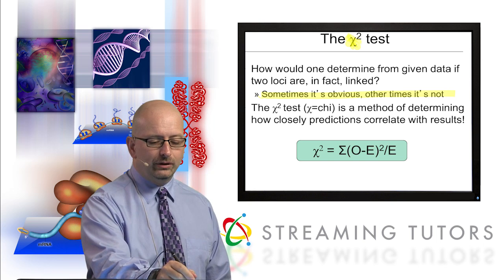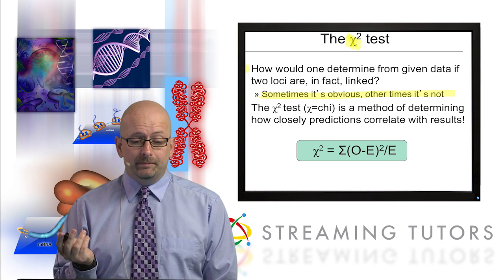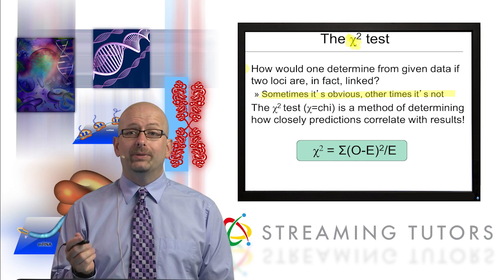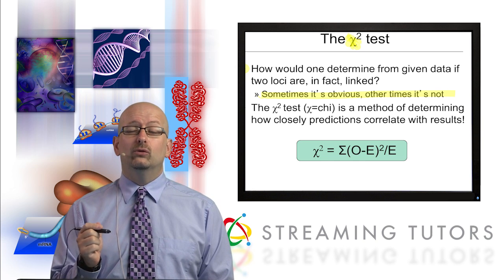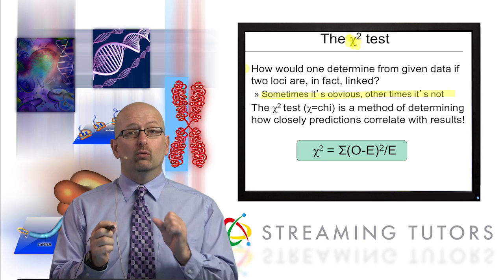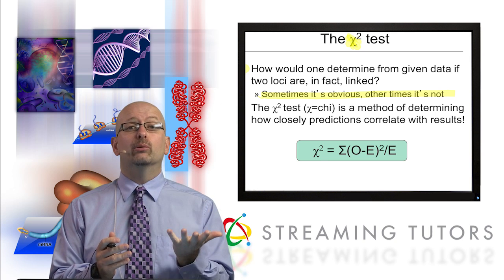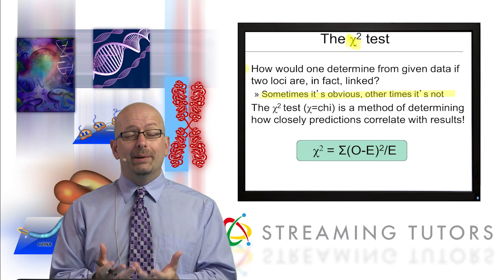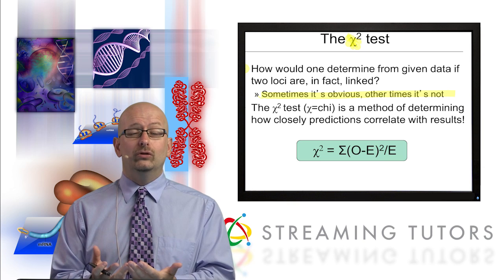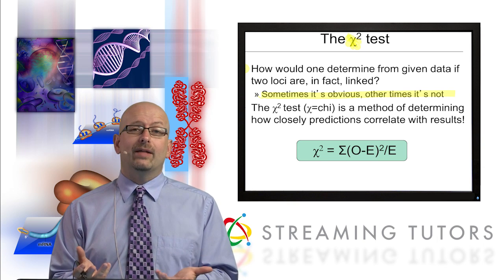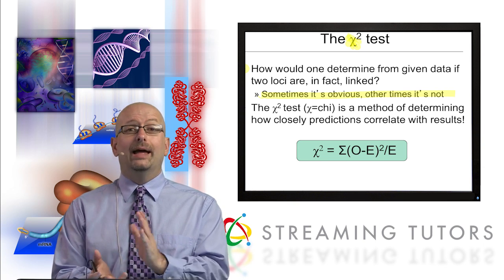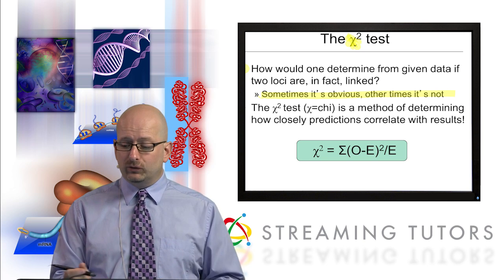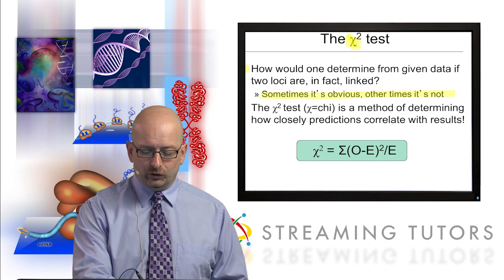So the question we're asking here is, given data, how would one determine if two loci are in fact linked? So the chi-square test is one method of determining, and what it really determines is how closely predictions correlate with results. Because as we're going to see, if you make a hypothesis that two genes are unlinked, you can say, okay, if that's the case, then this is what we should observe. And then you compare that with what you actually do observe, and we put it into this fancy looking formula. It looks a lot fancier than it really is here, though.